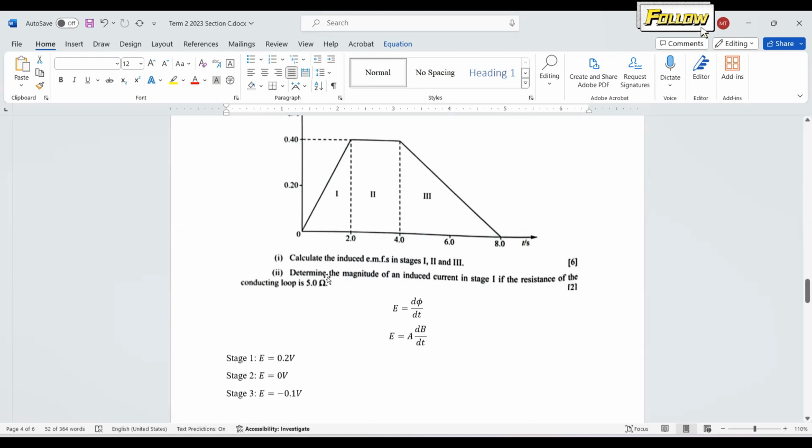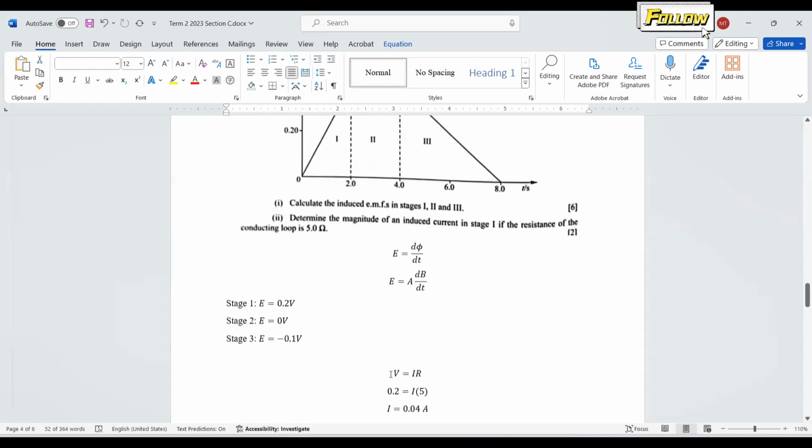Let's look at the last question. Determine the magnitude of an induced current in stage 1 if the resistance of the loop is 5 ohm. Simple. If we have the induced EMF, which is the voltage, we just apply Ohm's law, V equals IR. The voltage in stage 1 is 0.2 volt, assuming that the area is equal to 1. V equals IR, R is 5. So from here, current is 0.04 ampere.